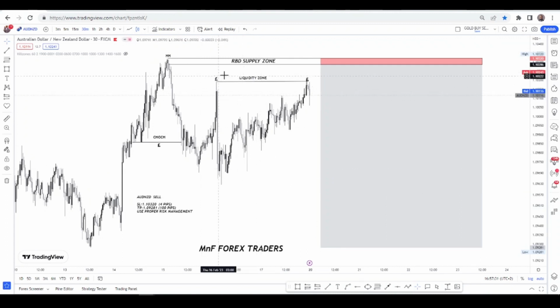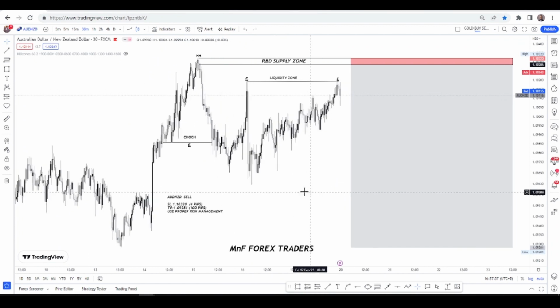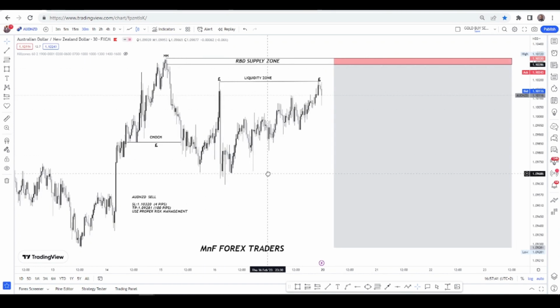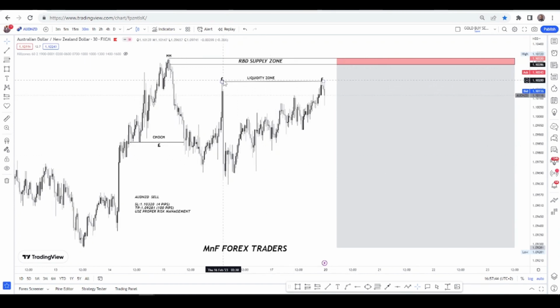Whenever you have two major zones, in this case we have this one and this one, right? Like I said, most of the time the market will take out the first one to go to the second one. So what we're waiting for right here is for the market to push back here so that we can sell.